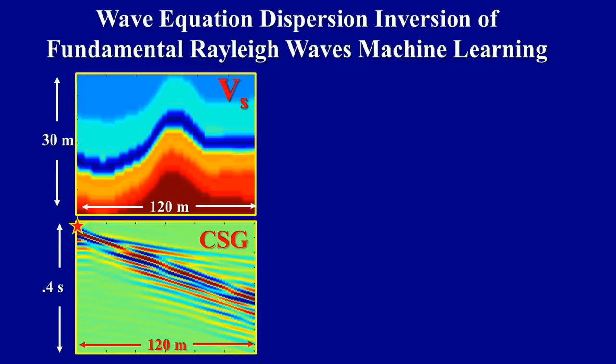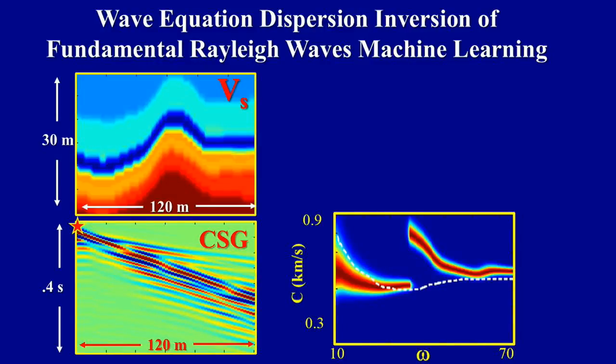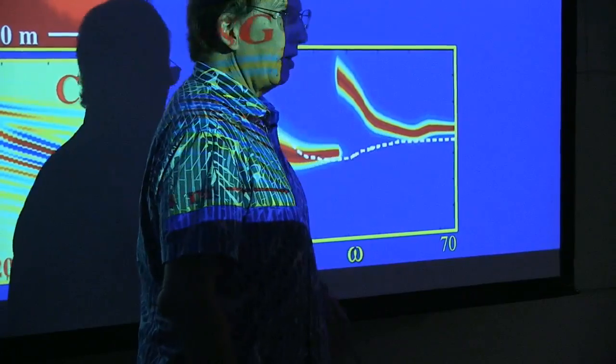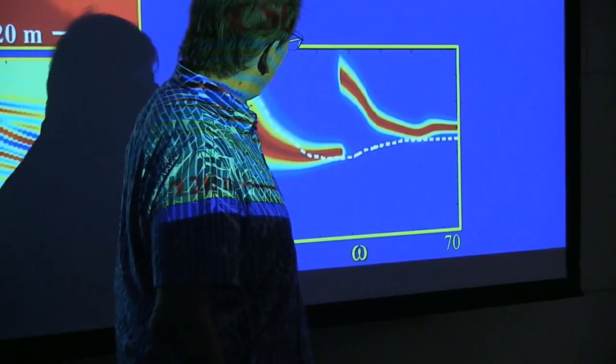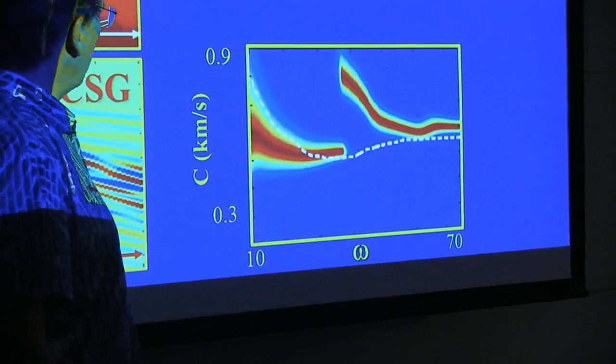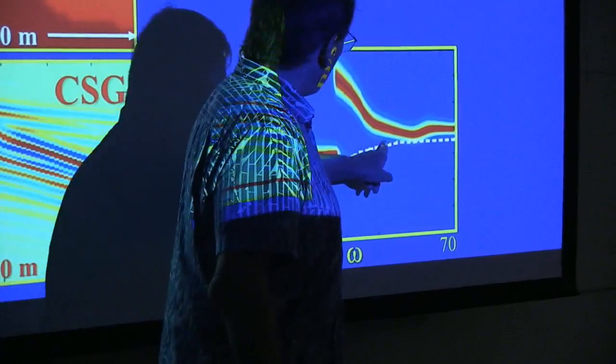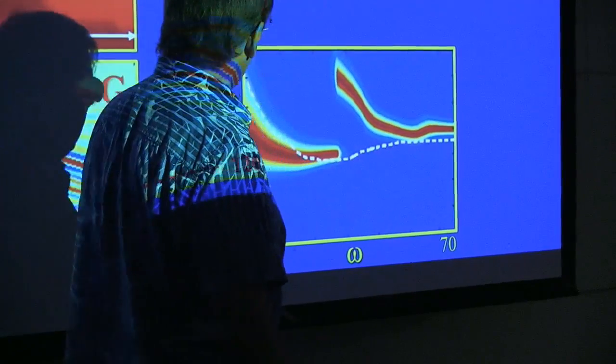Okay, so here's our original model. Here's our common shot gather. You take the Fourier transform and radon transform, and you get these dispersion curves. The fundamental dispersion curve should move out this way, but it doesn't, with a high amplitude, higher order mode. This line here is what we think should probably be the picked dispersion curve.